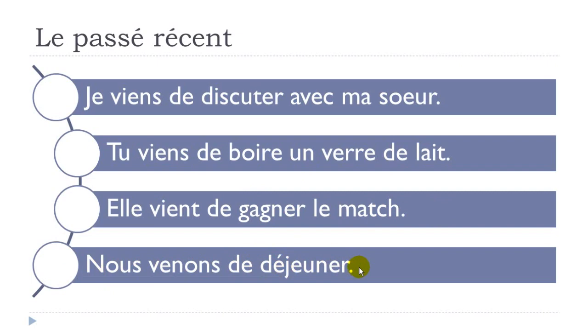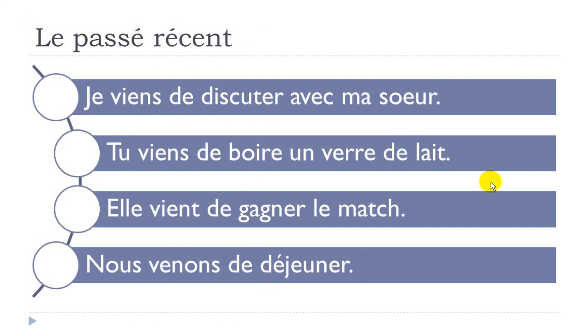Alright? So, je viens de discuter avec ma sœur. Tu viens de boire un verre de lait. Elle vient de gagner le match. Nous venons de déjeuner. Alright? So, keep in mind. Venir at the present form, as we see here. And then the preposition, la préposition de, and your verb at the infinitive form. And then you get this passé récent, something that you just did.